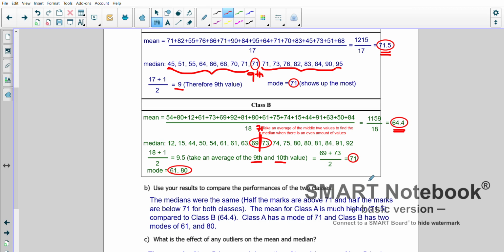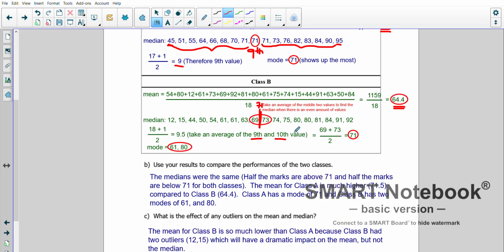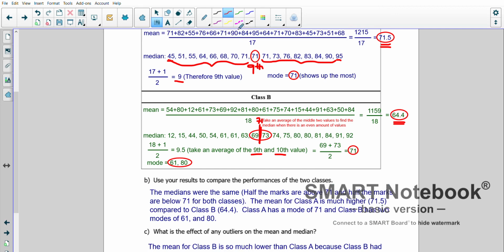So if you were just looking at this, would it be fair to say, well, Class A is way better than Class B? Well, not necessarily, because again, the medians are the same. Half the class has above 71, and half the class has below 71. So what's going on here? The reason we see this big discrepancy with the mean is because we have a couple of outliers here.